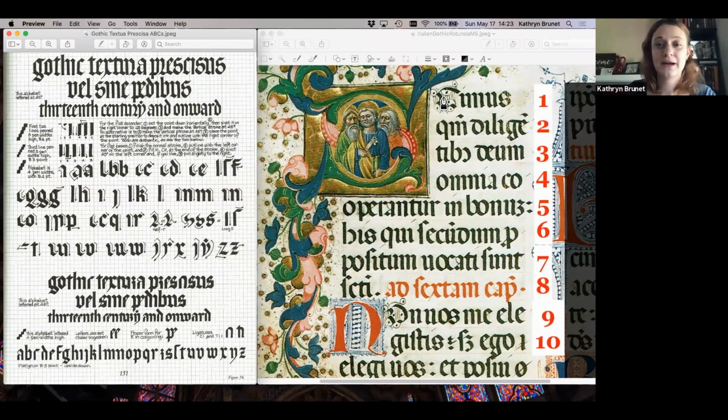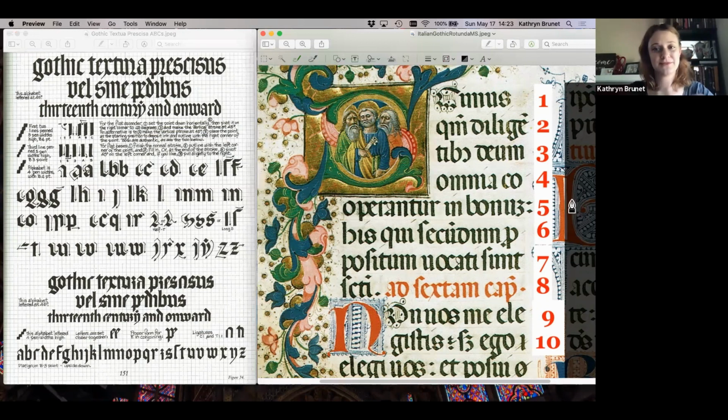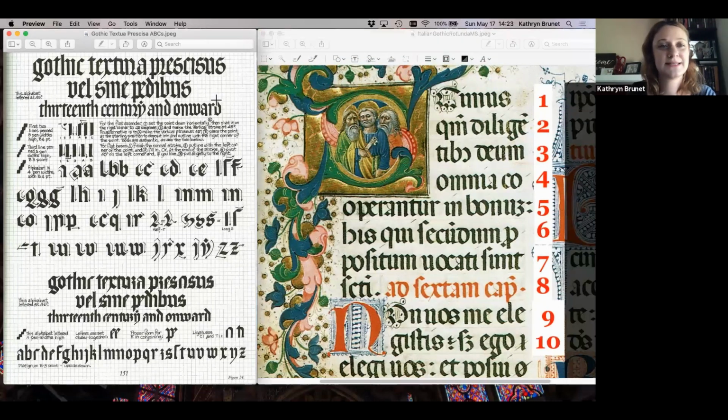The one we're looking at on the right is rotunda, which means it's very round, very open. And the one on the left is more pointy. This is precisa or precisus. But the same concept of Gothic textura is there. You can see that the image on the left is not an alphabet per se, it is a calligraphy sheet. So it shows you how the pen would move in order to create these shapes.